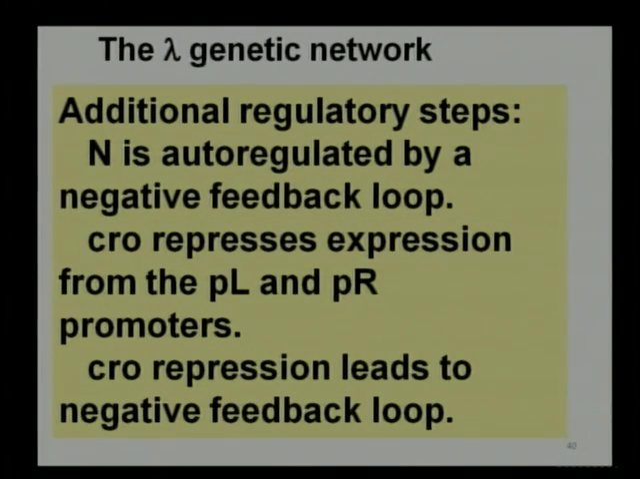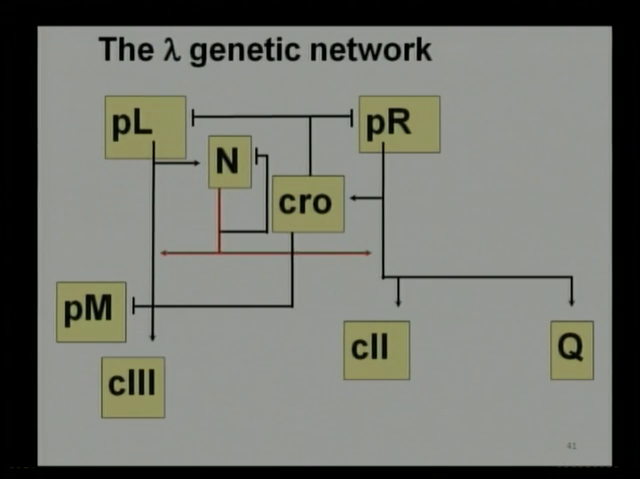Now, additional regulatory steps of this network is that the N is auto-regulated by a negative feedback loop, some sort of feedback inhibition. The CRO represses expression from the PL and PR promoters, and the same CRO is also negatively repressed by a negative feedback loop. Now, as you can see here, the negative feedback loop of N and the CRO are visible in this slide.